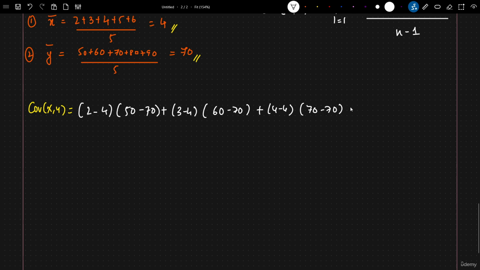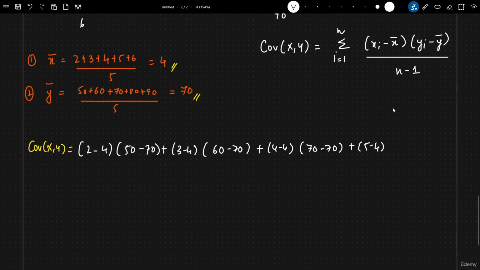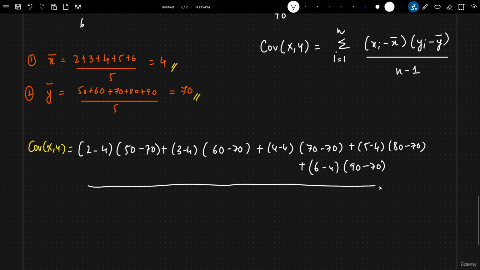Then you have 5 minus 4, and 80 minus 70. And finally, 6 minus 4 multiplied by 90 minus 70. This is all divided by n minus 1.